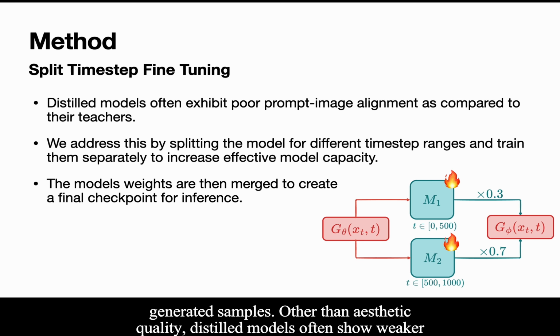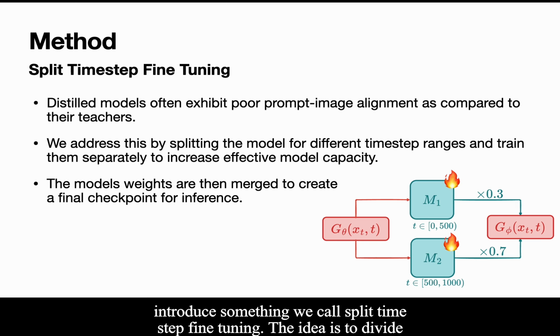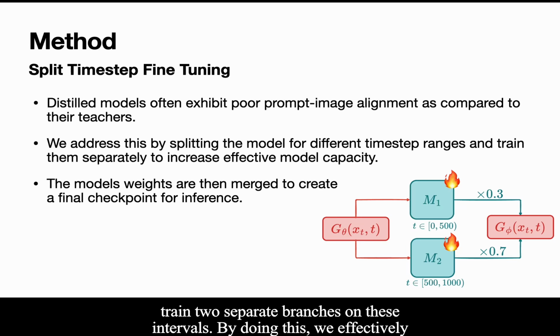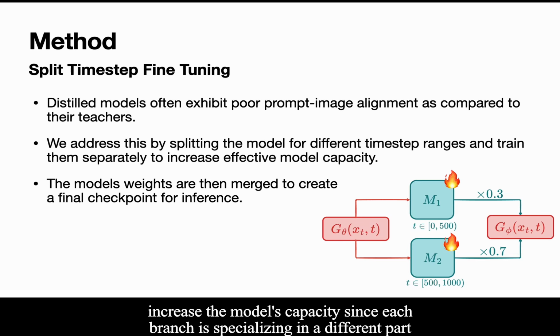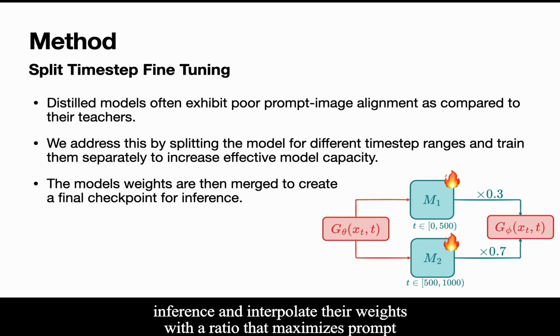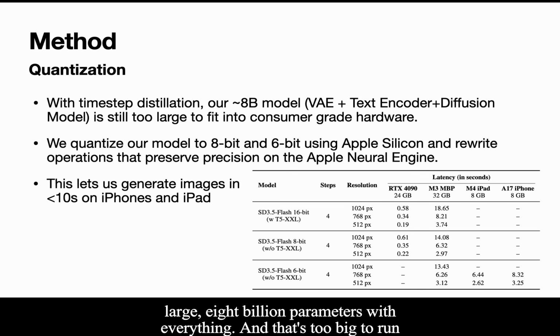Other than aesthetic quality, distilled models often show weaker prompt image alignment compared to their teacher models. To address this, we introduce something we call split-timestep fine-tuning. The idea is to divide the time steps into two ranges. Here we have 0 to 500 and from 500 to 1000, and train two separate branches on these intervals. By doing this, we effectively increase the model's capacity since each branch is specializing in a different part of the trajectory. After training, we fuse the two branches together during inference and interpolate their weights with a ratio that maximizes prompt alignment.